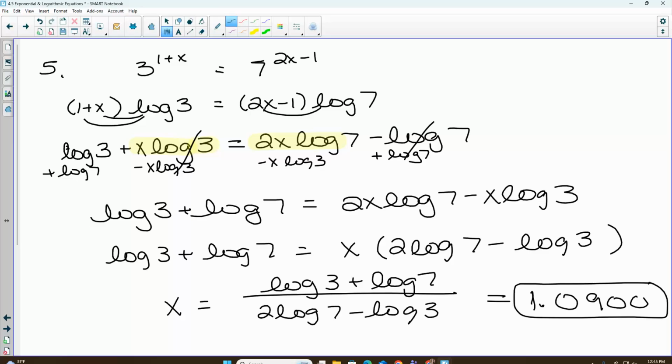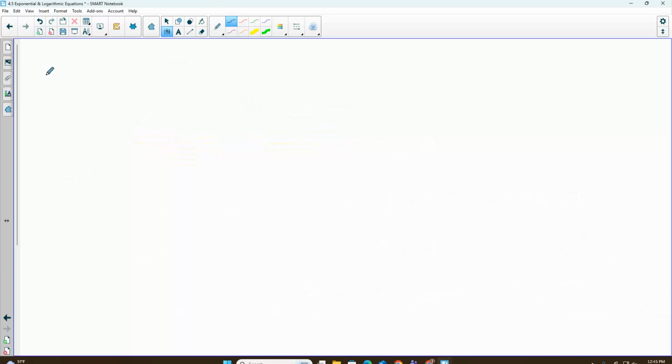The last type of problem that we've been doing are the ones we did yesterday, the problems with logs in them. So let's try 2 or 3 of those, and then I'm done. If I said 3 log base 2 of x minus 1 plus log base 2 of 4 equals 5. What did we do?